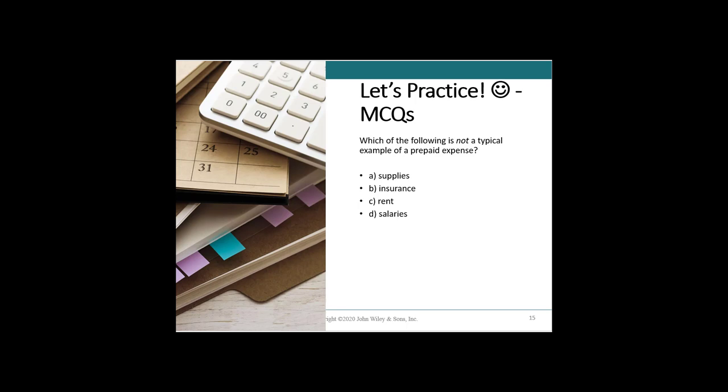Insurance is typically prepaid a year in advance. We would debit prepaid insurance expense or just prepaid expenses, credit cash. And then over the reflective period of time, as we use the insurance, we would reverse it out or adjust the entries. Rent is typically paid in advance.